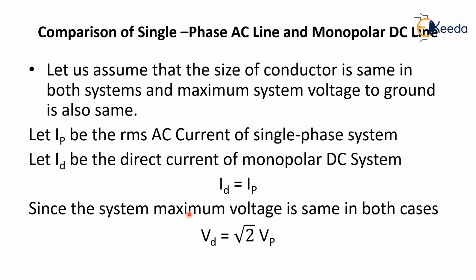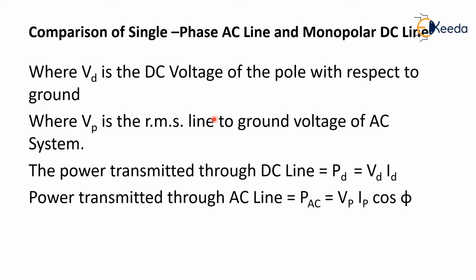Let us assume that the size of the conductor is the same in both systems and the maximum system voltage to ground is also the same. Let IP be the AC current in the single phase system and ID be the DC current in the monopolar DC system. As both have the same conditions, let me consider ID equal to IP. Since the maximum voltage is the same in both cases, we can say VD is equal to root 2 times VP, where VD refers to the DC voltage of the pole with respect to ground, and VP refers to the RMS line to ground voltage of the AC system.